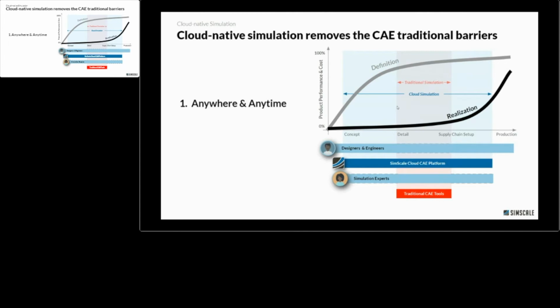With anywhere, we mean not a VPN that certain people have access to, where you need to take care of uploads, downloads, and whatnot. Anytime means no queues in HPC clusters, no waiting until the cluster is free to get an answer. Good design today happens completely collaborative, completely distributed, asynchronously. So the tool needs to support that.